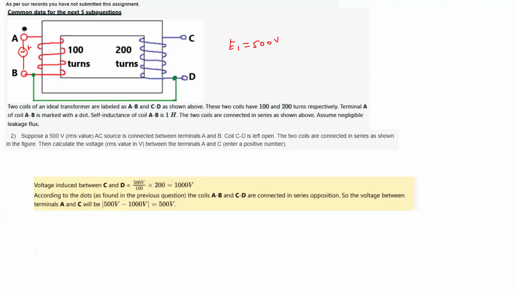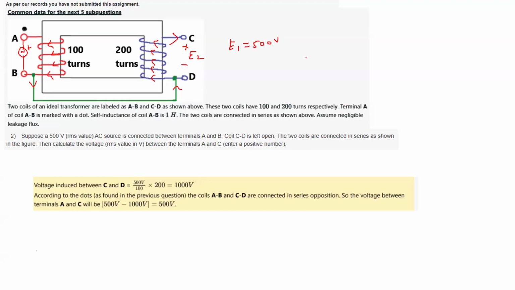Basically the current will flow like this, then enter like this, and then go like this. That is what they are telling by connecting this in series. So current is flowing like this. Now they are saying calculate the value between A and C. So first we will calculate E2, and then we will calculate the value between A and C.